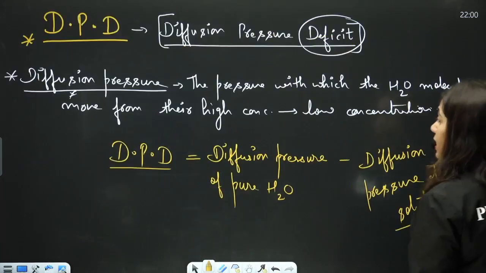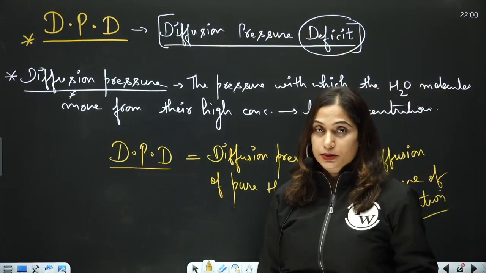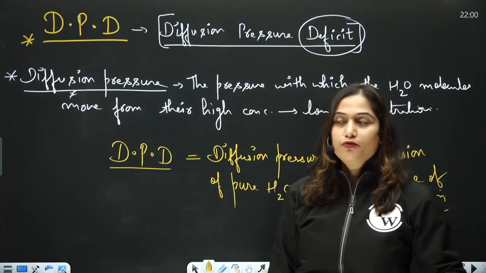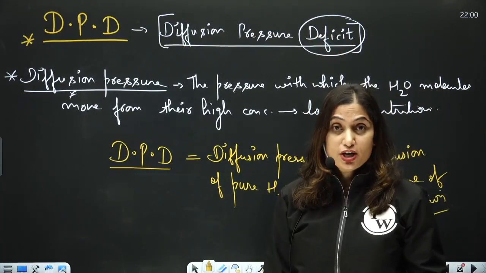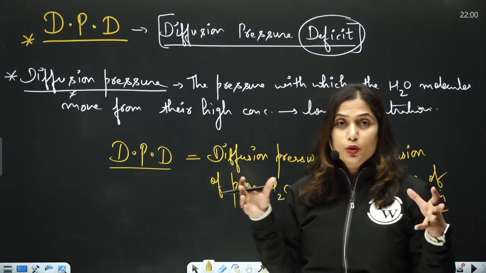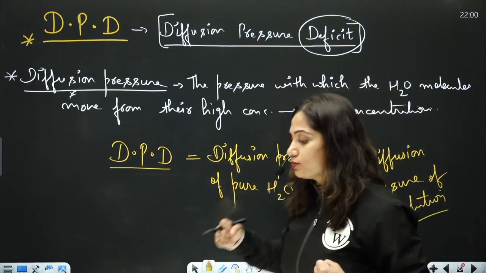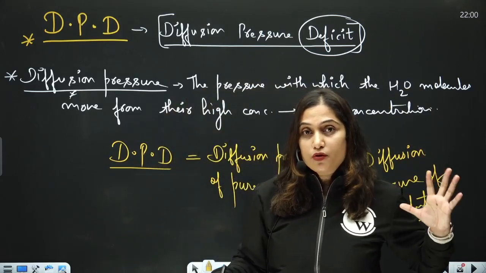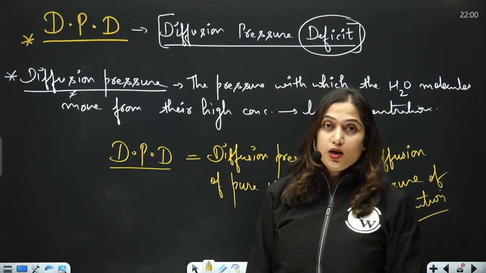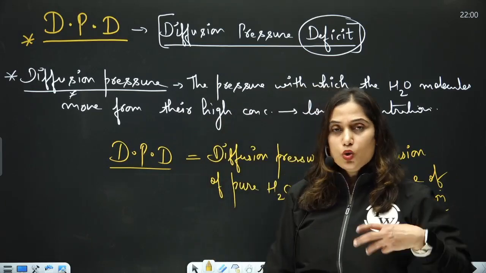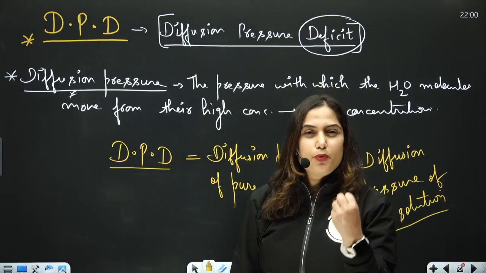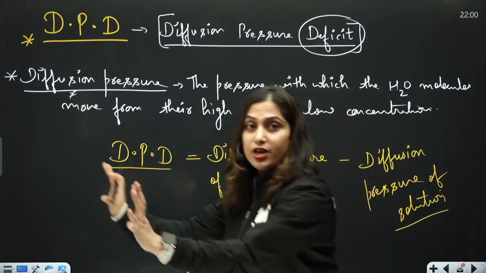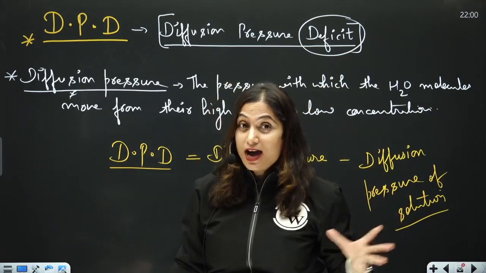Okay. Now let's define another important thing, that is DPD. What is DPD? Before going to that, let's understand what is diffusion pressure. When the water molecules move during diffusion, they move with a pressure, and that is called diffusion pressure. So obviously, when the water molecules are pure, they will move fast. So they will move with high pressure. So the diffusion pressure will be high.